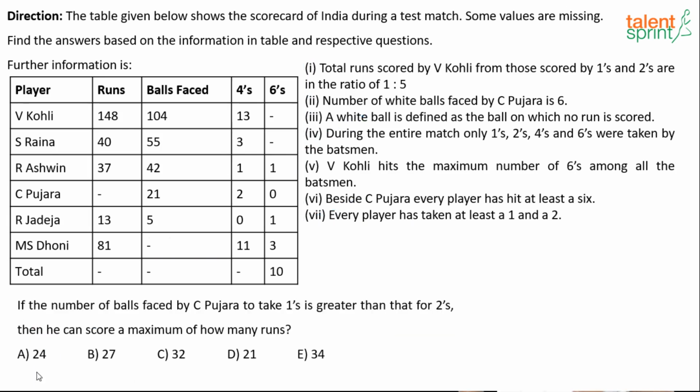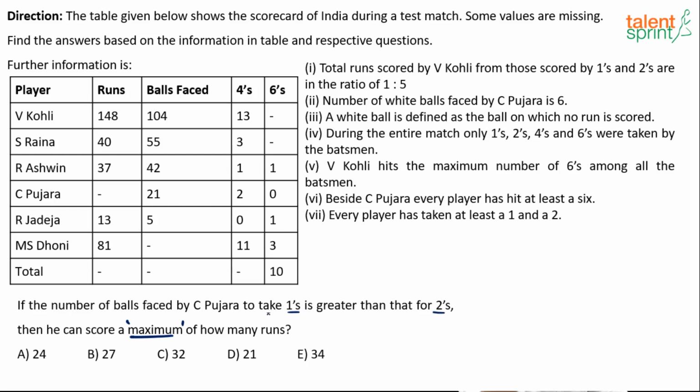Moving on. Next question. If the number of balls faced by Pujara to take ones is greater than that for twos, then he can score a maximum of how many runs? I think it's a similar question, but this time we have to find out the maximum runs that Pujara has scored. If the number of balls faced by Pujara to take ones is greater than that for twos.